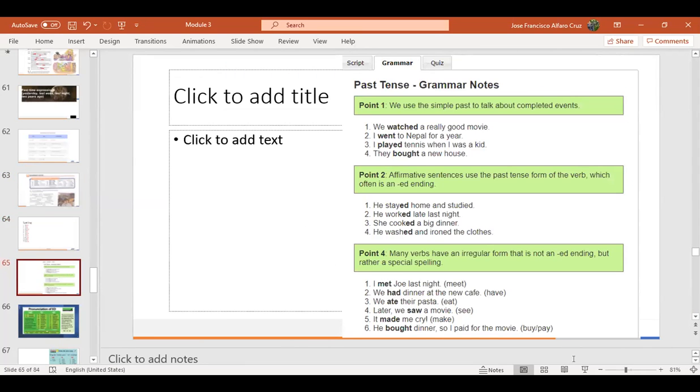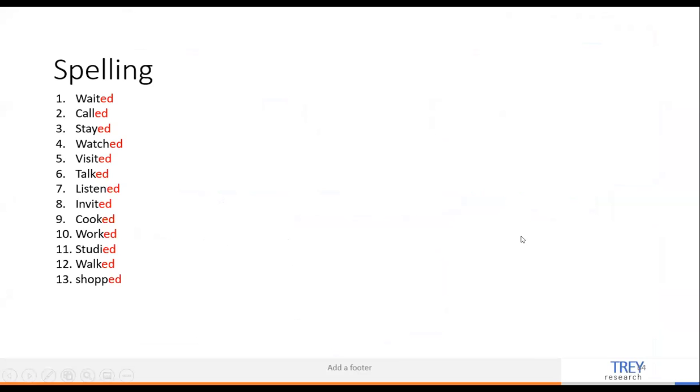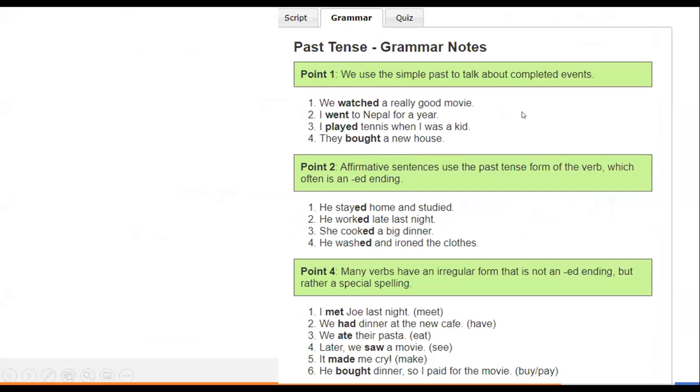So the past tense, all right? The past tense is used to talk about completed actions or completed events. ¿Para qué utilizamos el pasado? Todo mundo, ¿verdad? Sabemos. We watched a really good game. I went to Nepal for a year. I played tennis when I was a kid. They bought a new house. Compraron una nueva casa. Fueron a Nepal.